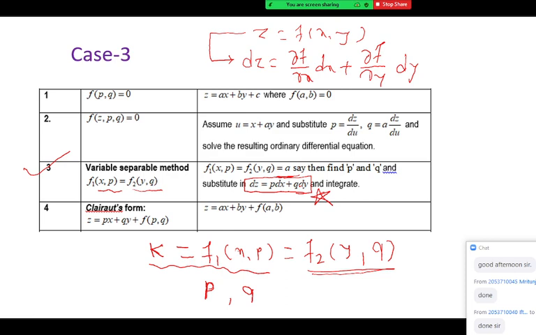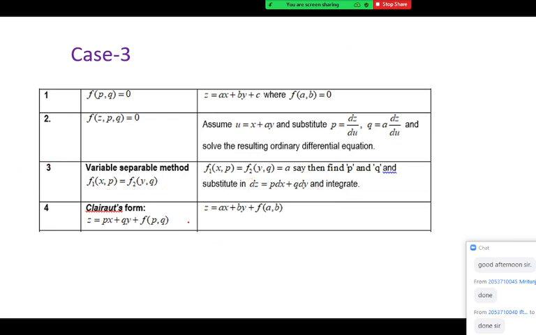It becomes more clear about case 3 then. So I'll move to the question. The question is on the screen: p square plus q square equal to x plus y. You will observe only p, q, x, y are present. Mainly z is not present. Whenever z is not present, it can be considered as xp equal to yq form.